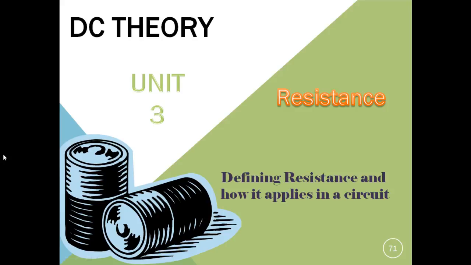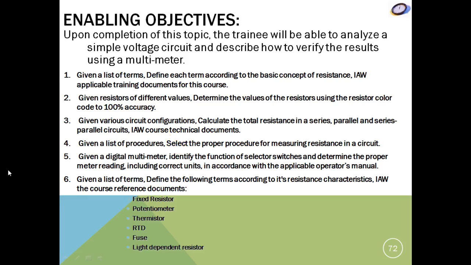Okay, this is Unit 3 of the DC theory. This is resistance. So let's take a look. Here are the objectives. Essentially what we've been talking about before is listing terms. We're going to be dealing with determining the values of resistors using resistor color codes.